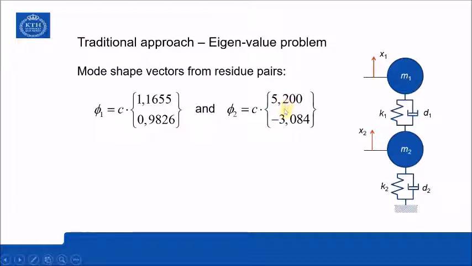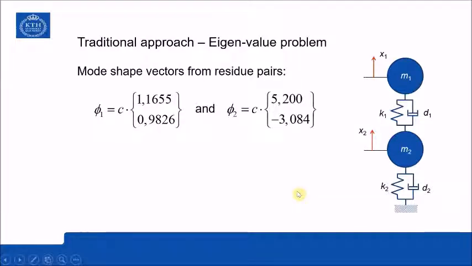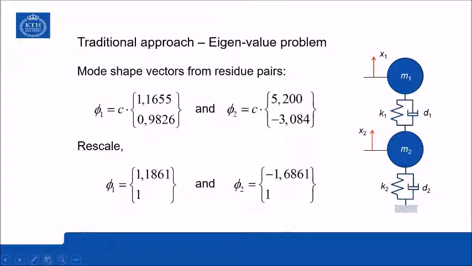And this is from the second pair. This and this. So, if you now rescale the first vector here, so that the second component becomes 1 in both cases here, then you will find that the mode shape vectors will look like this. So one with both positive and one with negative and positive. And you will be able to see that this is in fact identical to the eigenvectors obtained from the eigenvalue problem.